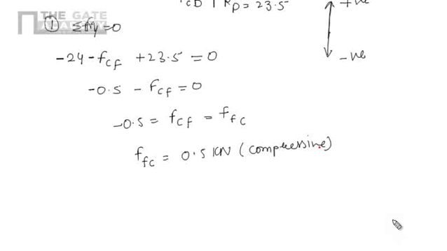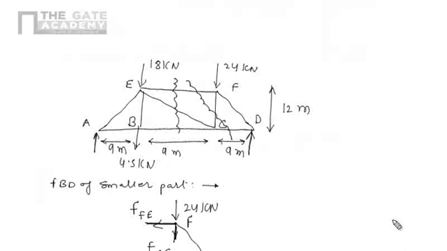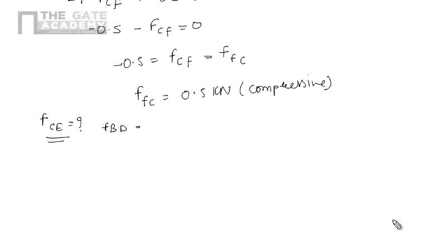So in this way we can easily find out the value of FCF by applying the method of section. For the same problem, if we are also interested in the force in the member CE, how can we find it? Again we apply the method of section, but we have to cut the section so that it passes through member CE. So let's cut the section as shown in the figure. It should pass through 3 or fewer members, and now we have to draw the free body diagram of the smaller part.